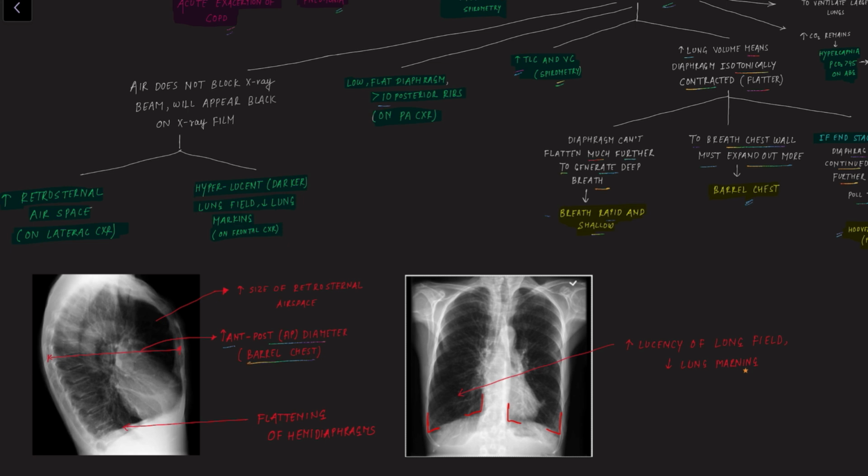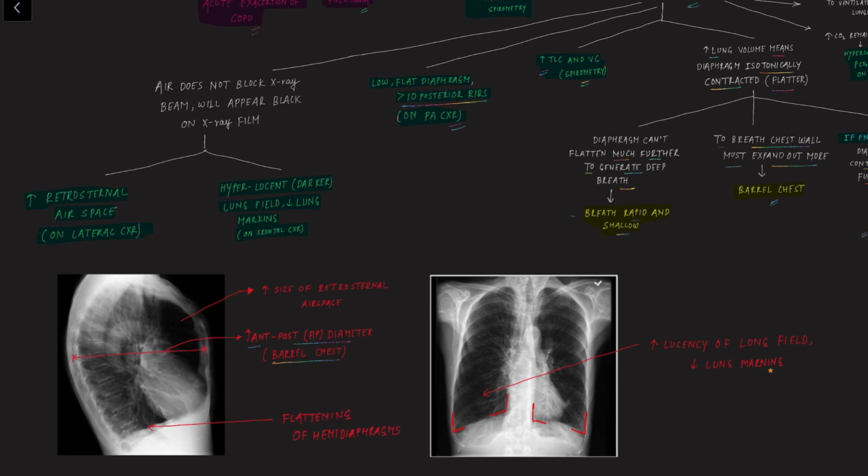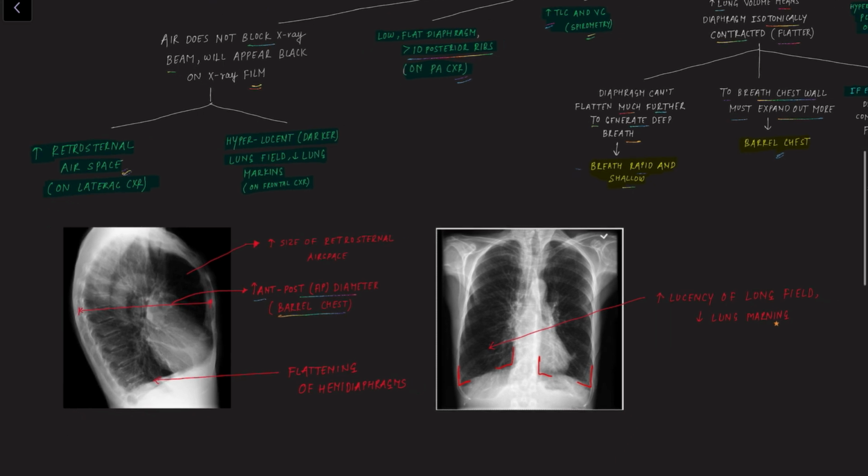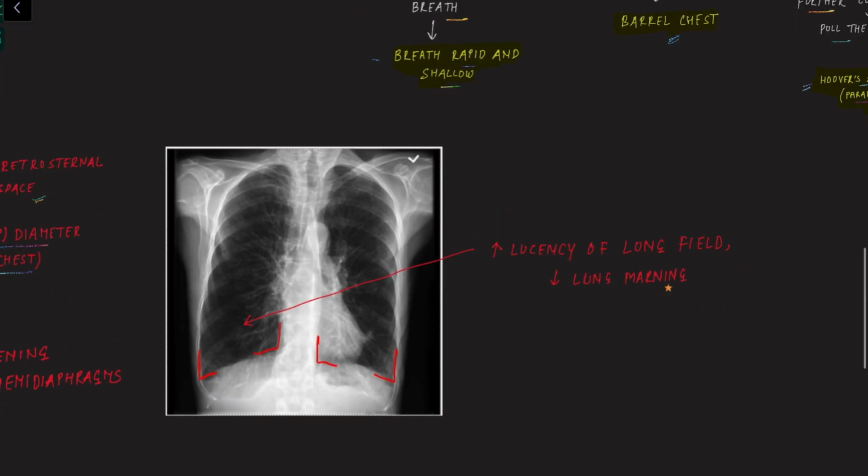A low, flat diaphragm is seen with more than 10 posterior ribs on a posteroanterior chest X-ray. Air does not block the X-ray beam, so it appears black on the X-ray film. There is increased retrosternal air space on the lateral chest X-ray. Here you can see the increased size of the retrosternal air space. Hyperlucent lung fields with decreased lung markings on the frontal chest X-ray.